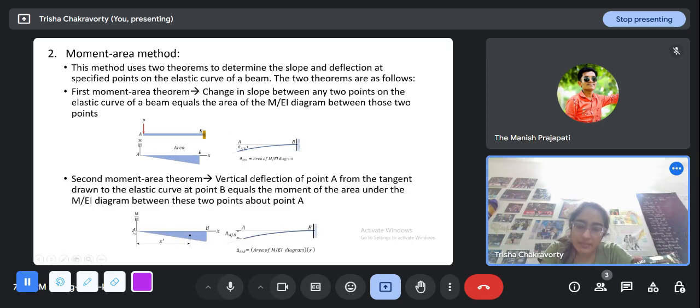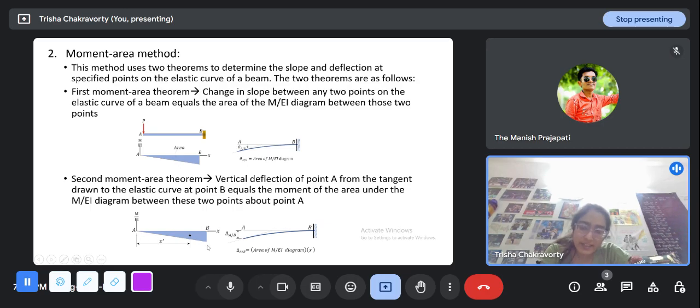So if I have this M by EI diagram, the tangent drawn to the elastic curve at point B is a horizontal straight line here. Since this was a fixed support, it did not undergo any rotation. The tangent remains a straight line. So this delta AB is basically the distance between the deflected point A and where it cuts the tangent of B, and that is equal to the moment of the M by EI diagram about A.